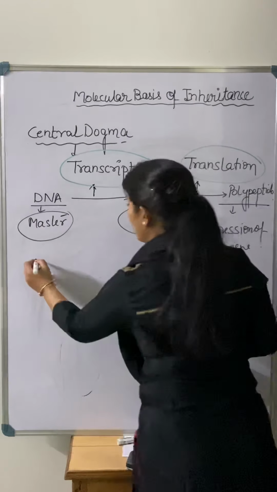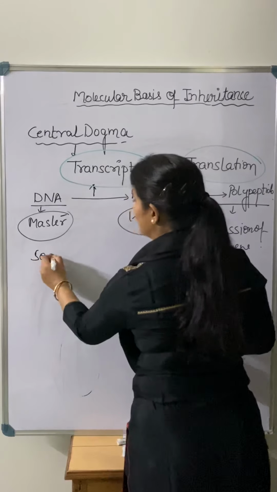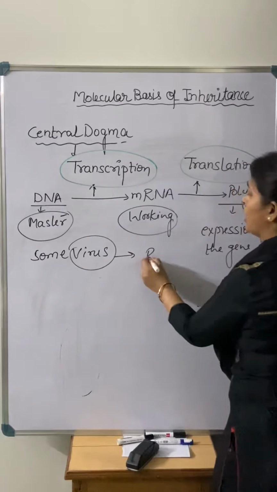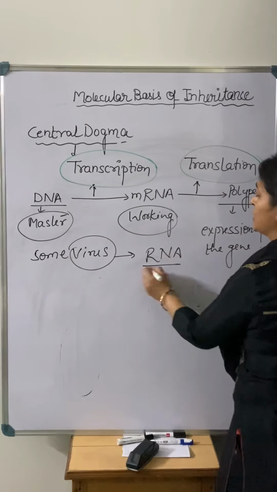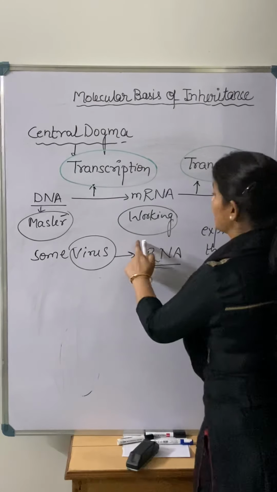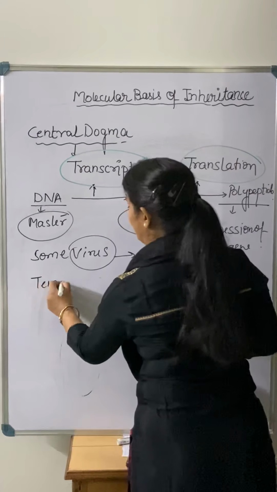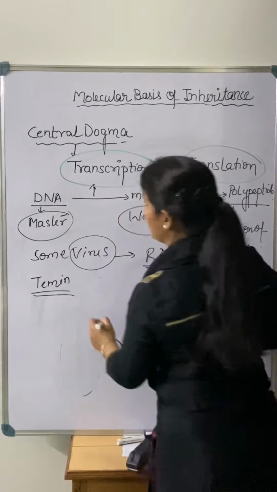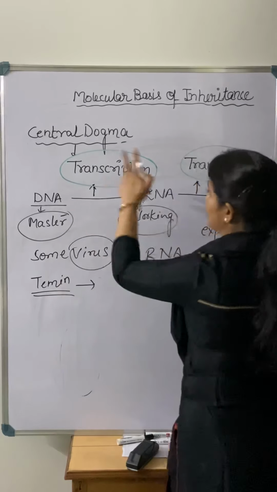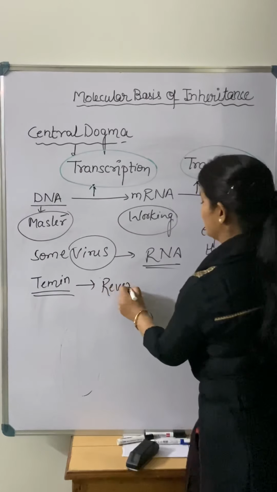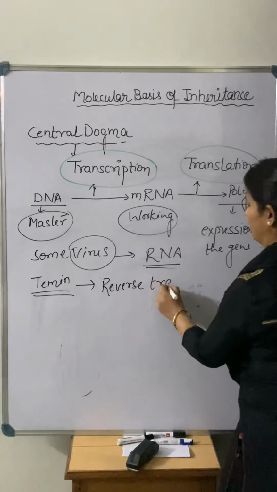Right? But you know very well that in some viruses, the genetic material is RNA. So how does this central dogma take place in that case? There was a person, by the name of Temin, and he proposed another process for the central dogma. There is an additional process that we call reverse transcription.